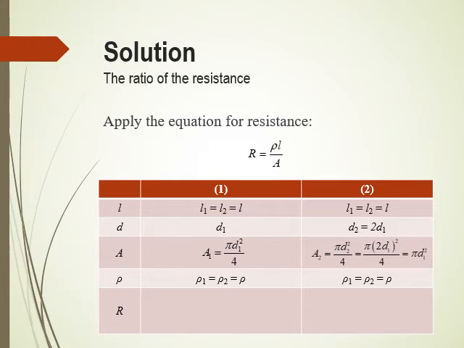Now that we have the information about rho, L, and A, let us form the equations. So R1 equals rho L over A1. Substitute A1 into the equation and if you simplify it, you get R1 equals 4 rho L over pi D1 squared. Whereas for set 2, you will get R2 equals rho L over A2, and substituting A2 equals pi D1 squared, you will get R2 equals rho L over pi D1 squared. So now that you have two equations, let us solve the question.